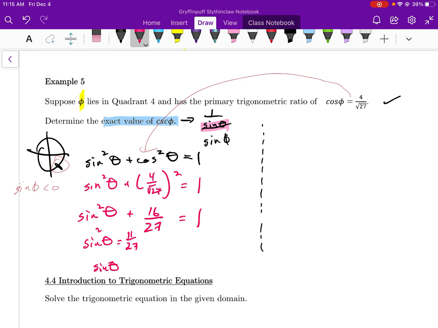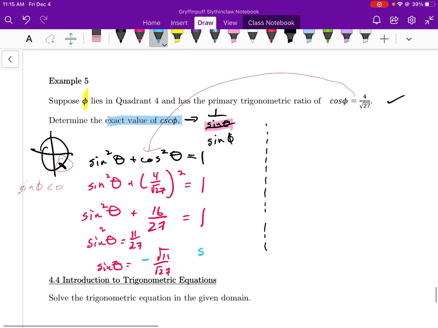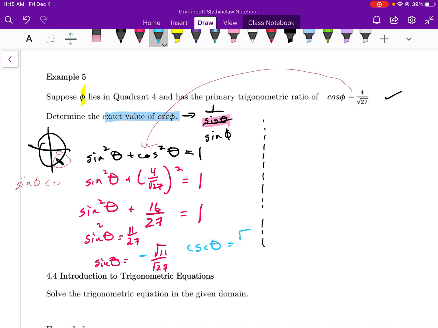So therefore, sine theta is going to be equal to plus or minus the square root of 11 over the square root of 27. And since we know that sine is negative, we can for sure reason that this has to be negative. Therefore, the cosecant is just simply the reciprocal of sine. The reciprocal of negative root 11 over root 27 is the root of 27 over the root of 11, and it's negative.